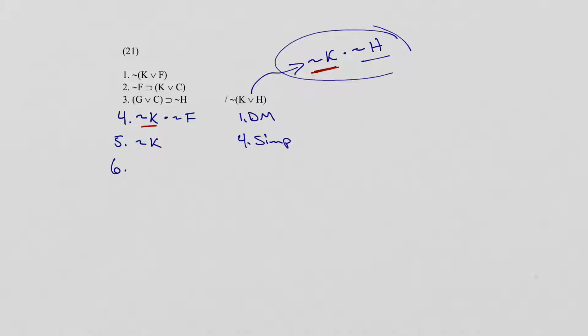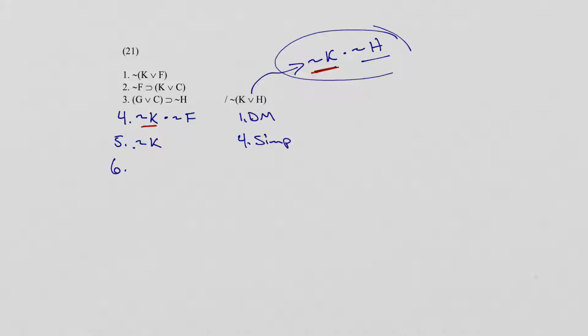Now, I don't have a G and I don't have a C anywhere yet. So let's look up here and line 2. So if I get not F, then I can get K or C. And then I can use the not K down here to just get that C, and then I'll just add the G. Okay? If you didn't follow that, I'm going to work it out and explain it as I go as well.